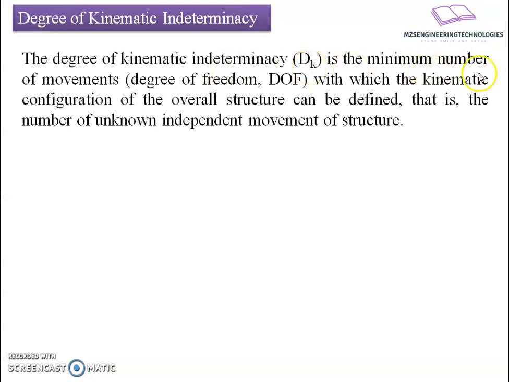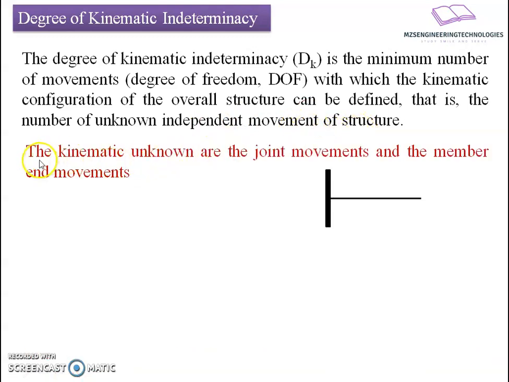It is the minimum number of moments, degrees of freedom (DOF), with which the kinematic configuration of the overall structure can be defined. That is the number of unknown independent movements of the structure. How to find these unknown independent movements of the structure? For that, the kinematic unknowns are the joint movements and the member end movements. We are going to see how many joint movements are possible, and how many member end movements are available there.